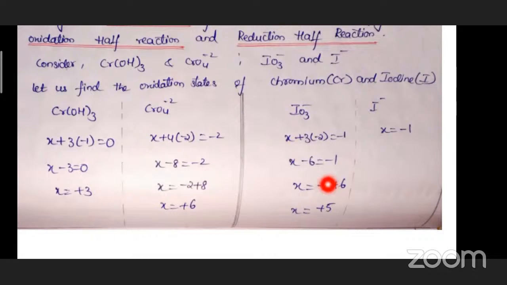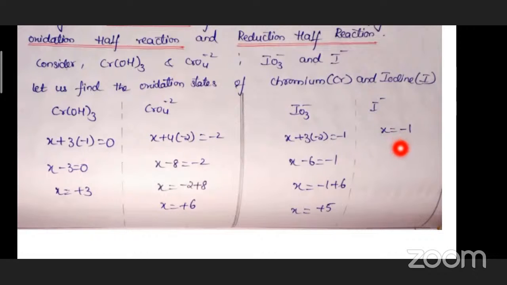So we find the oxidation state of iodine as +5 in this case. Now here it is changing to I minus. That means the oxidation number of iodine here is -1. So the oxidation number of iodine is changing from +5 to -1. That means what? It is decreased.